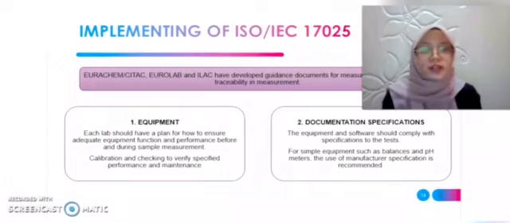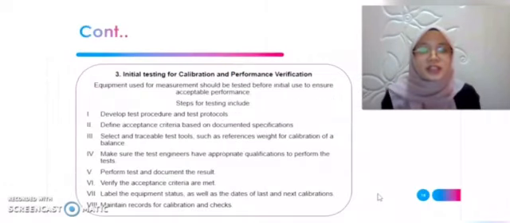First, equipment. Each lab should have a plan for how to ensure adequate equipment function and performance before and during sample measurement. Number 2, documentation specification. The equipment and software should comply with the specification for the task. Number 3, initial testing for calibration and performance verification. Equipment used for measurement should be tested before initial use to ensure acceptable performance.